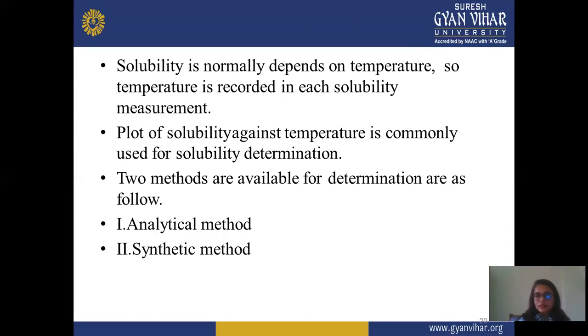Suppose you are adding 10 grams or maybe 1 gram at a particular temperature at a particular interval of time. You can note this down. These readings or records are according to the solubility range, so you can differentiate how much drug is dissolved at a particular temperature or particular time. Next, a plot of solubility against temperature is commonly used for solubility determination. You plot solubility versus temperature to show how much drug is solubilized at a particular temperature.